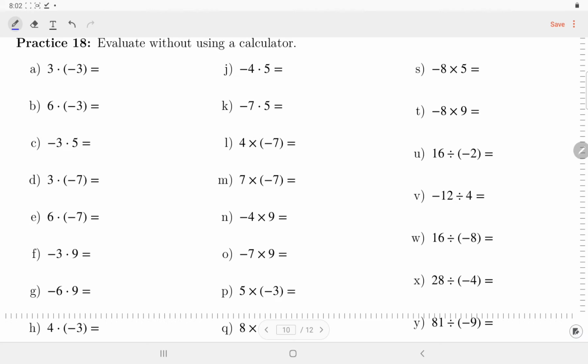Remember not to use a calculator for any of the practices unless you see a little calculator icon.